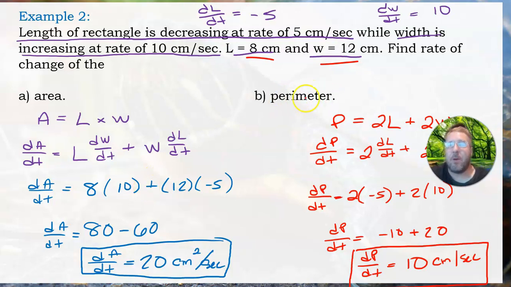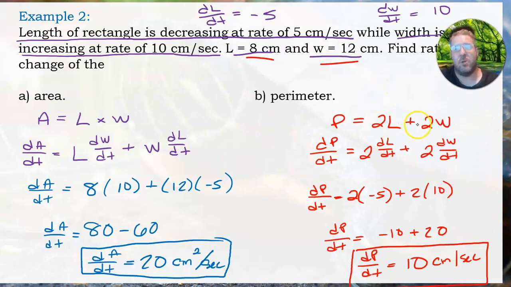All right, perimeter is one-dimensional. So obviously the units on perimeter aren't going to be units squared. So when I get to the end, I know it's just going to be units per second because it's a one-dimensional distance around the shape. All right, so we start off with this formula for perimeter, which happens to be 2 lengths plus 2 widths. That's the distance around the shape.